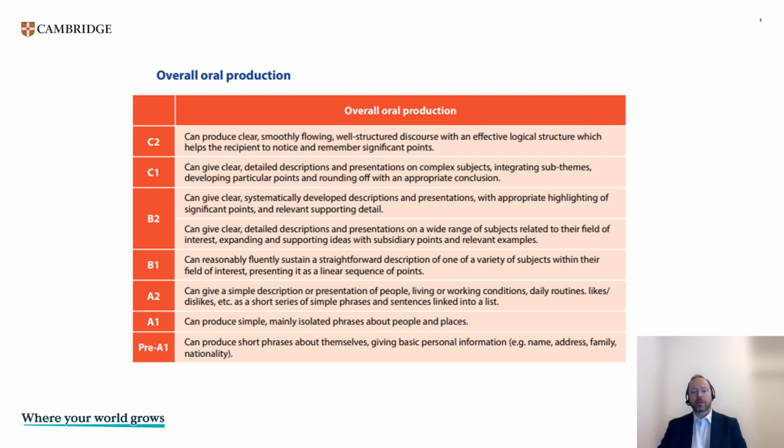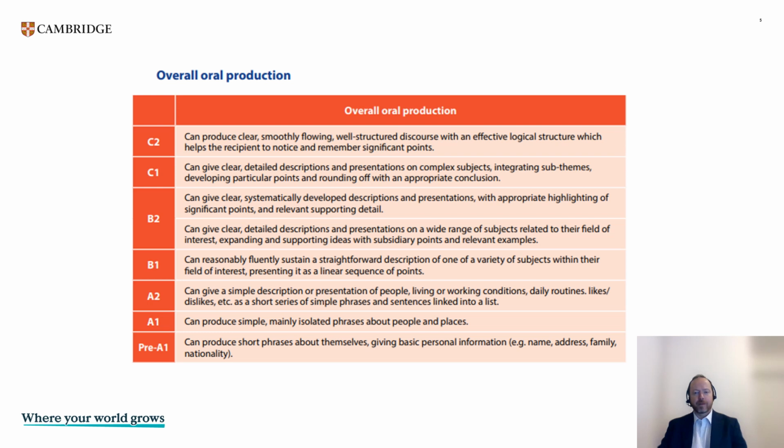Oral production, we mean spoken production here. As you can see, the CFR has clearly defined the levels from pre-A1 through to C2. And there are positive can-do statements at each level. For example, at A1, can produce simple, mainly isolated phrases about people and places. Does that make sense to you? Hopefully it does. Could you place a candidate at that level just based on this?